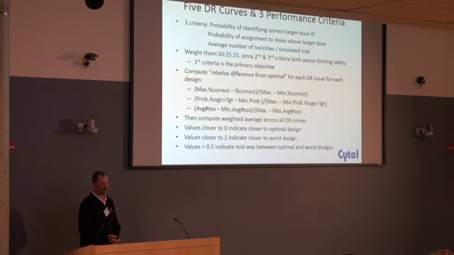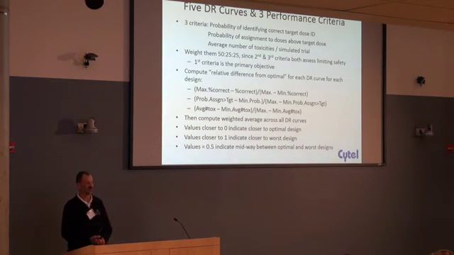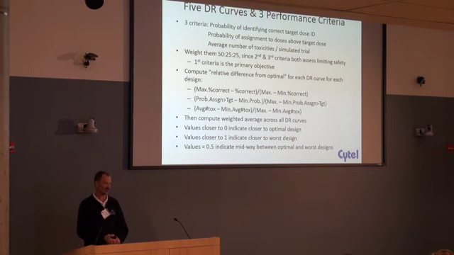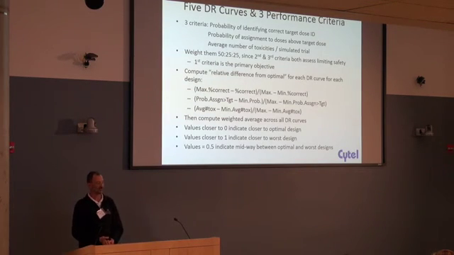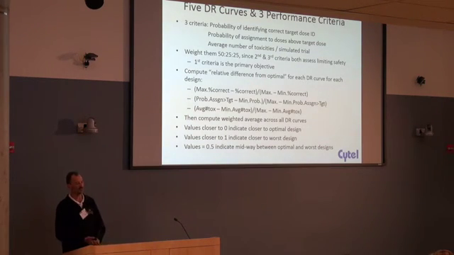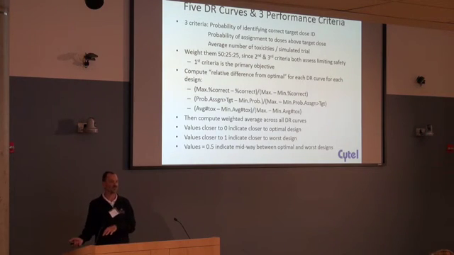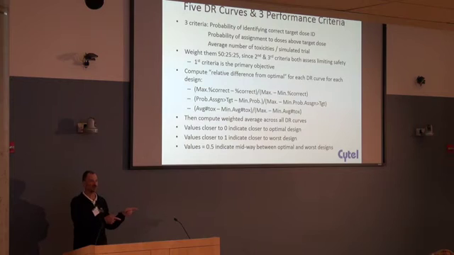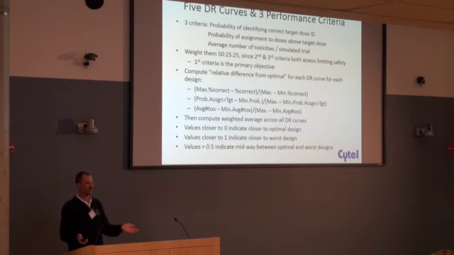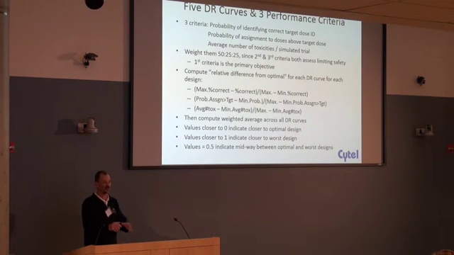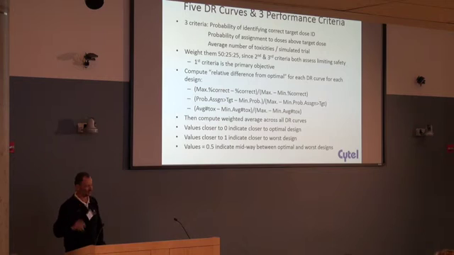So one way to rank the designs across the 5 dose response curves and the 3 performance criteria is to weight the first criteria 50% and then split the remaining 50% between the other 2 criteria, since those other 2 criteria are both safety criteria. The one criteria is picking the right dose, and the other 2 are safety. So I just arbitrarily made it 50-50 and split the other 50 between the other 2. And this is the only configuration I ran. I promise it's the only one I ran.